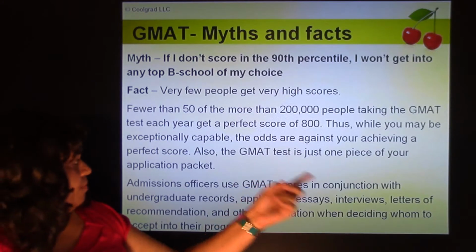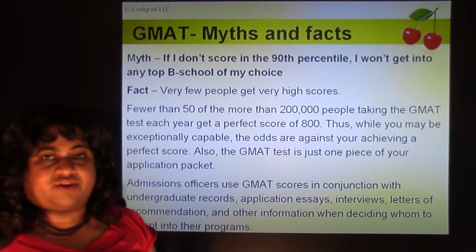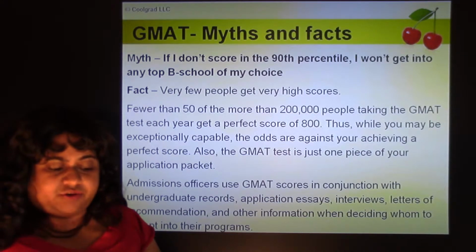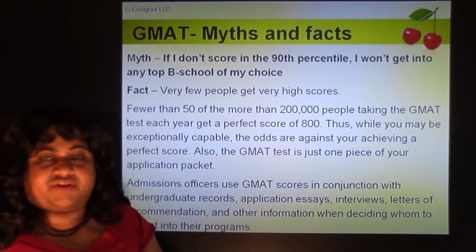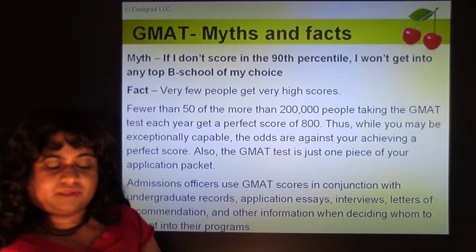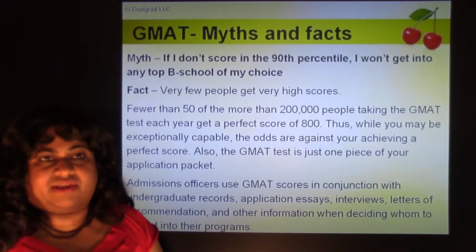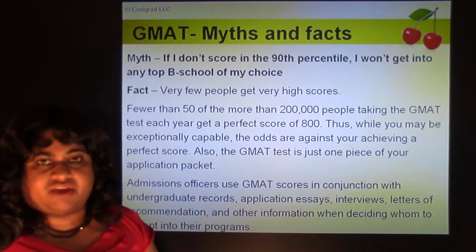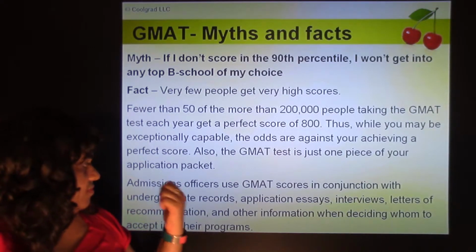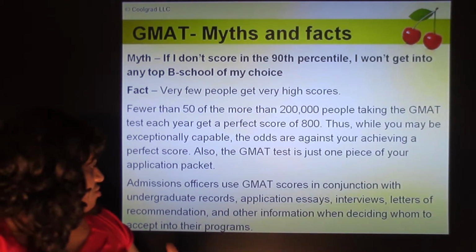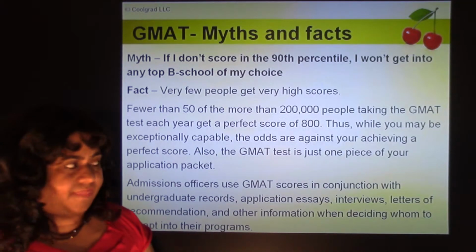Also, the GMAT is just one piece of your application packet. The admissions committee at the university is going to look at your undergraduate GPA, your statement of purpose, your GRE or GMAT score, letters of recommendation, your work history, your resume, and so many other things. So this is just one part of your application. You don't have to get really worked up if you don't do so well. Admissions officers use GMAT scores in conjunction with so many other bits of information to make an application decision.